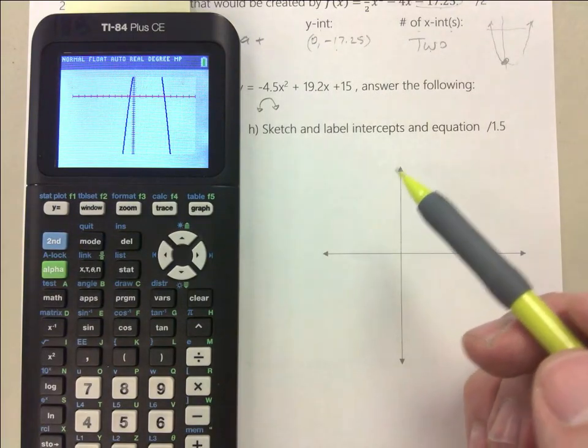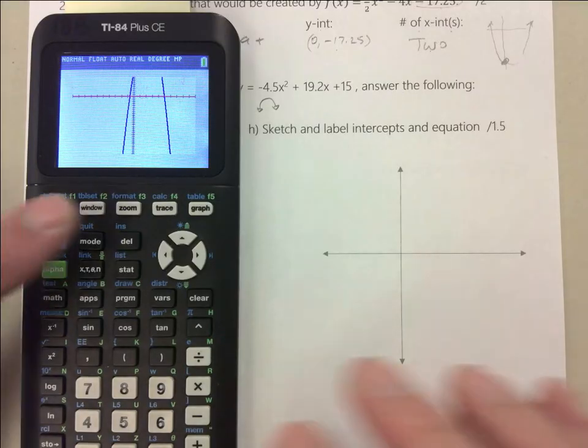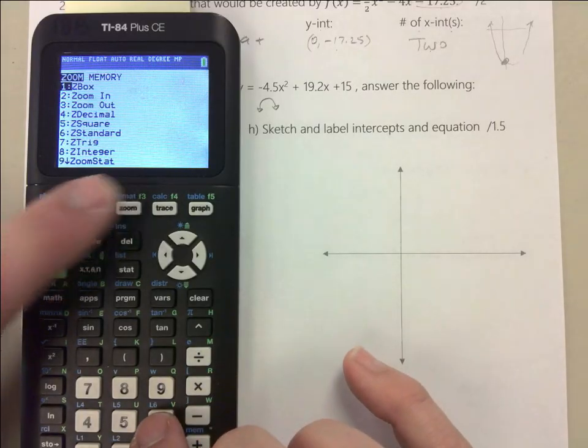My window is pretty good. How about we all try to see the same thing? Zoom 6 will do it. Zoom 6.